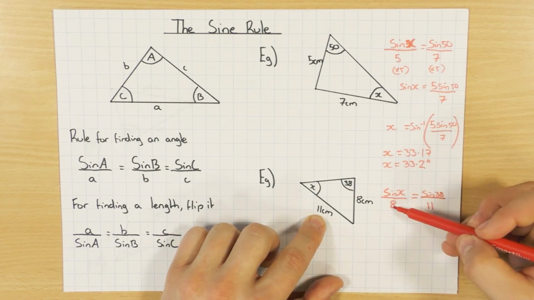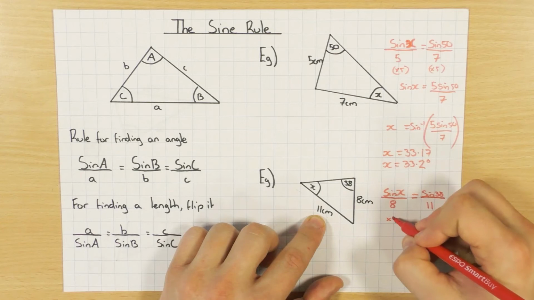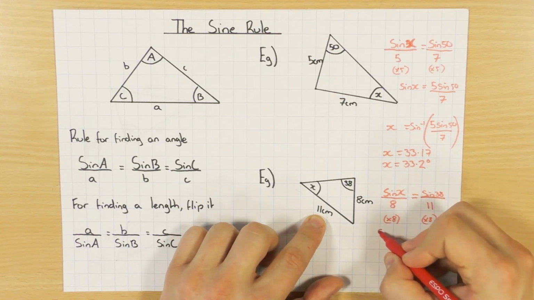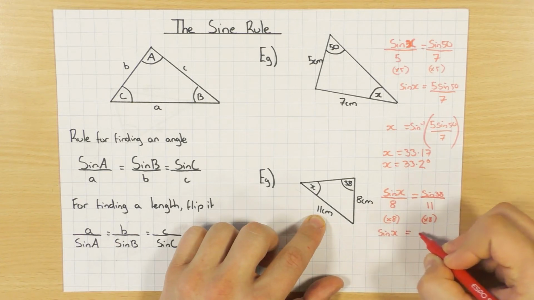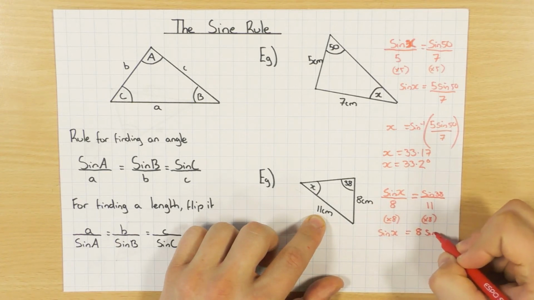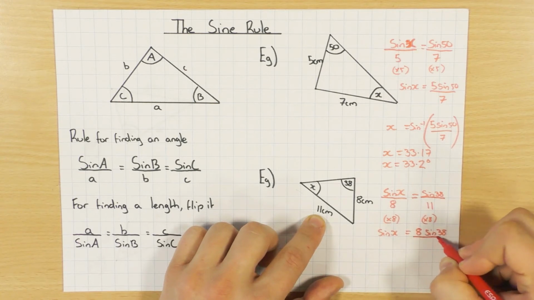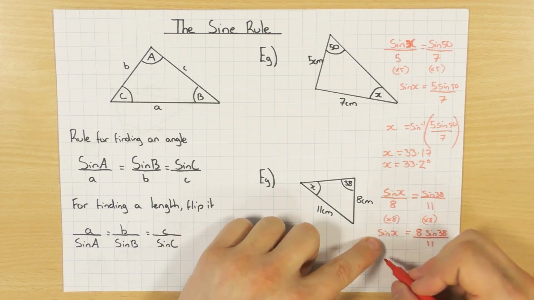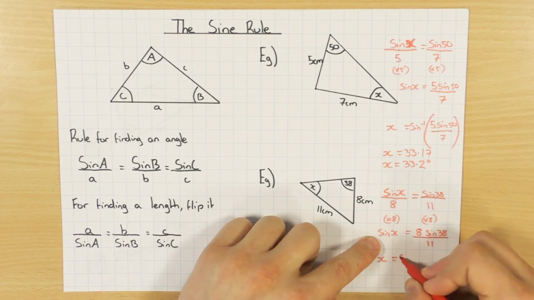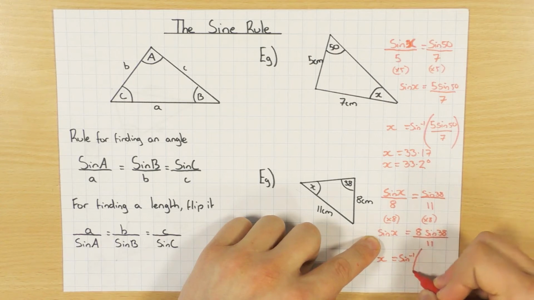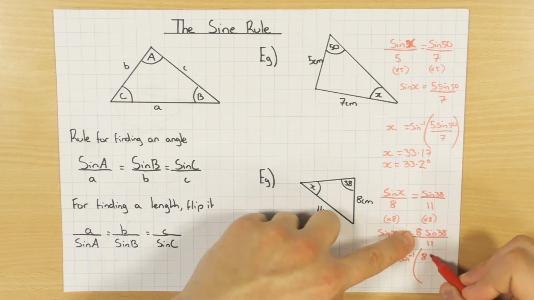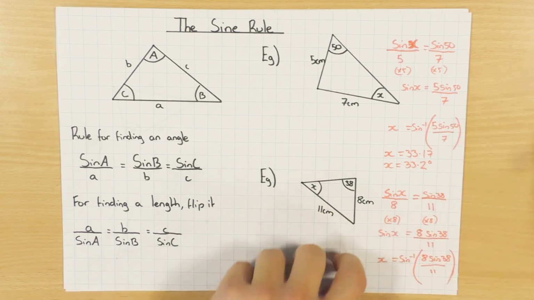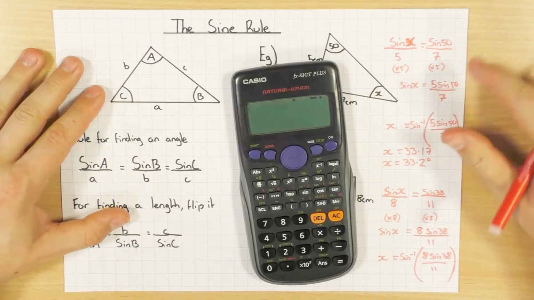So again, I don't want to be dividing by 8, so I'm going to times both sides by 8 to get rid of that. So I will have sine x equals 8 sine 38 all divided by 11. And again, I don't want that sine there, so I'm going to inverse sine both sides. So x equals the inverse of sine, and then in brackets, this whole thing here, 8 sine 38 all divided by 11. So I'll bring back my calculator and substitute that in.